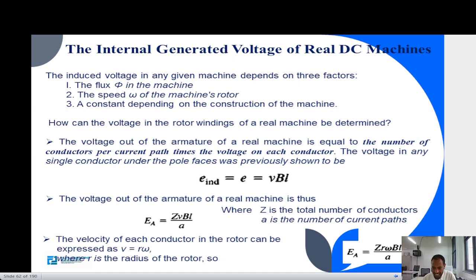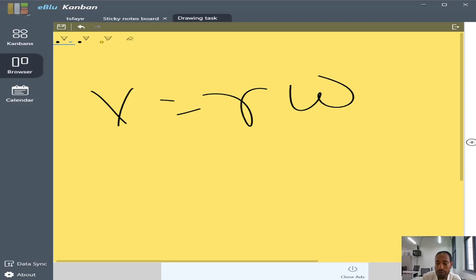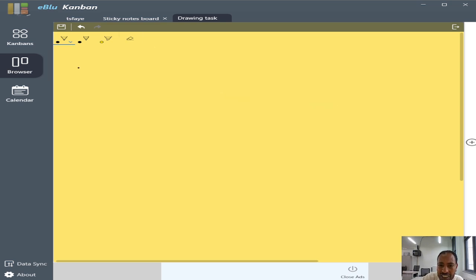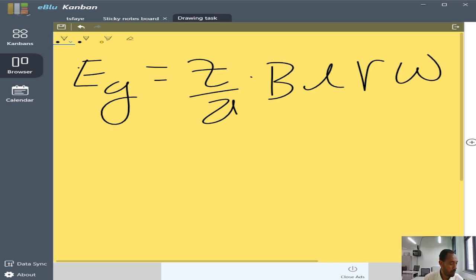So what is the radius of our rotor? Therefore, we can replace V with the expression we have just mentioned. It means that now our generated voltage EG is going to be Z by A times B, L, R, omega.